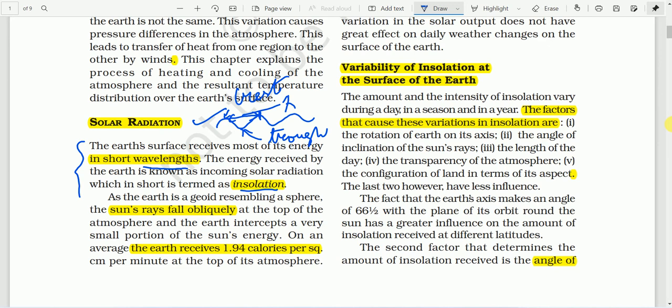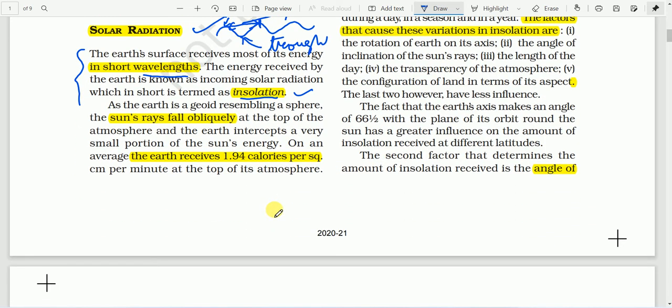Actually, insolation is a contraction form of incoming solar radiation. Just see here, we have incoming solar radiation, so this word insolation is a contraction form of incoming solar radiation. And insolation refers to the amount of energy received from the sun by the earth.